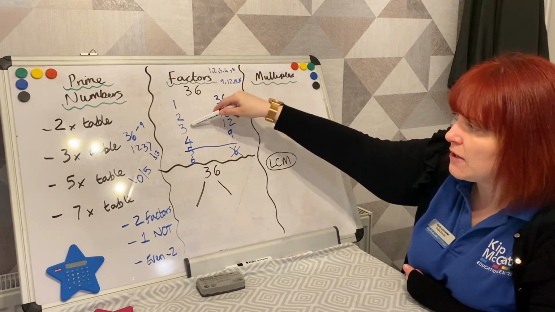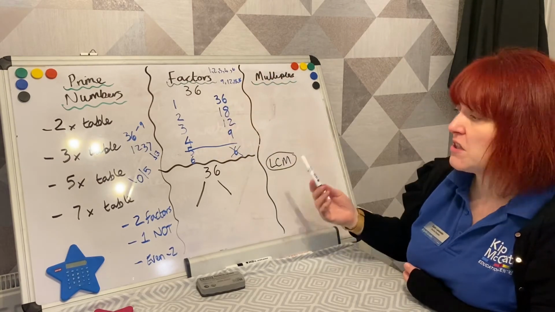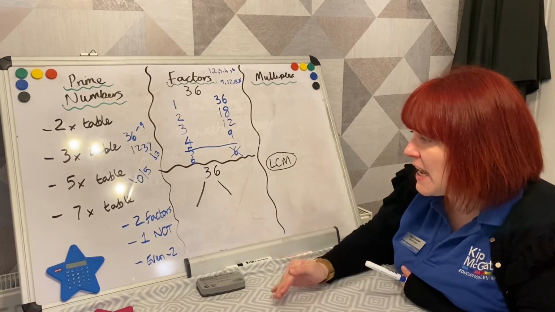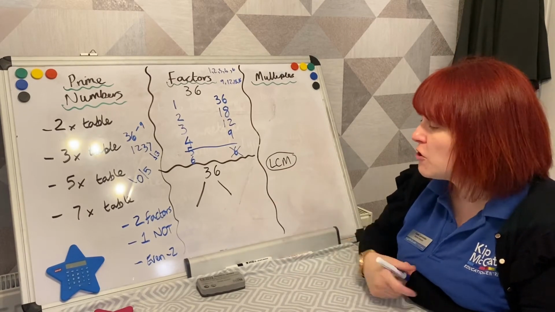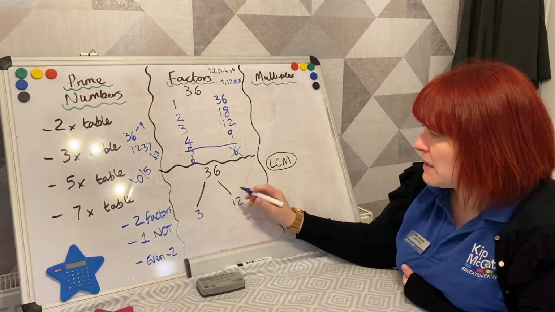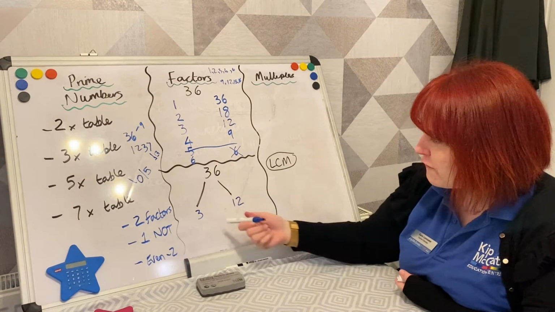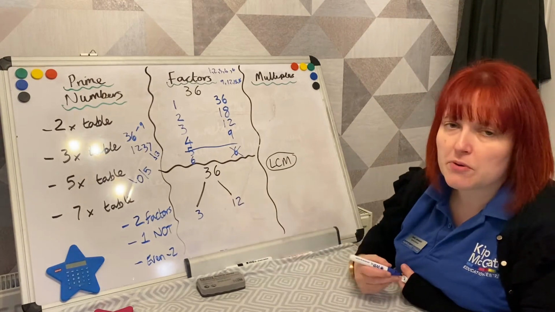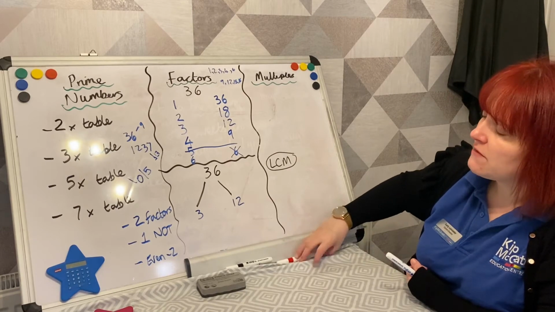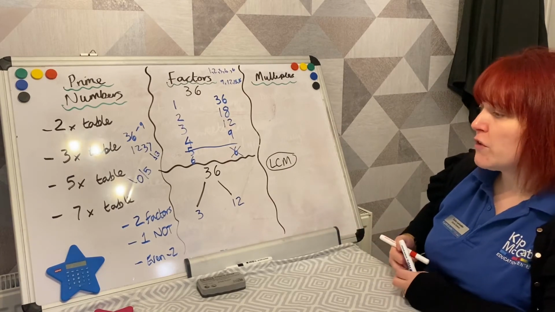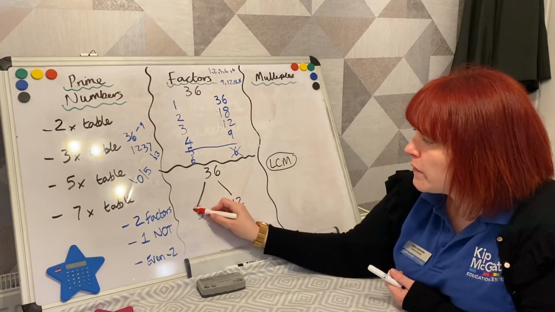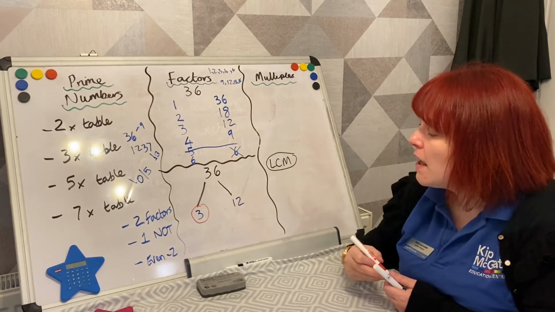I could use that one, I could use that one, I could use 6 and 6. It is entirely up to me. I will still get to the very same end result. So I'm going to go with 3 and 12. And when we're doing prime factors like we are now, we're looking for the end of these branches to be prime numbers. 3 is a prime number because it doesn't divide by any more than 2 factors. So I'm going to circle it. And then I'm on 12.